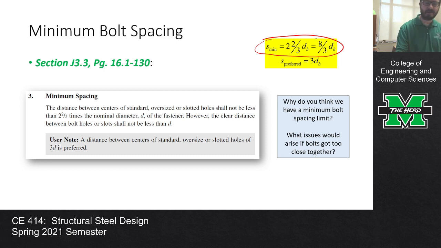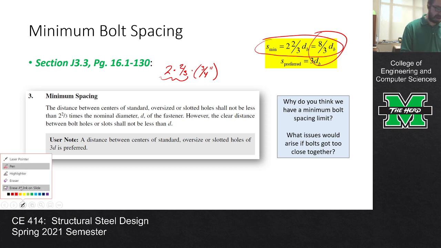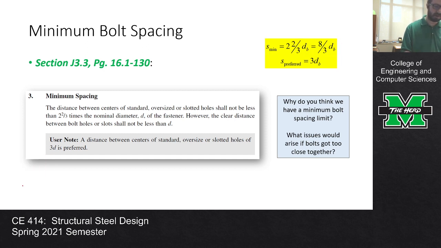I actually kind of prefer this way. I have had students plug into their calculator 2 times 2/3 times, I don't know, 3/4 of an inch, and that is not 2 2/3. That's 2 times 2/3. So that doesn't work out. So yeah, the limit is 8/3, so 2.67, if you will.